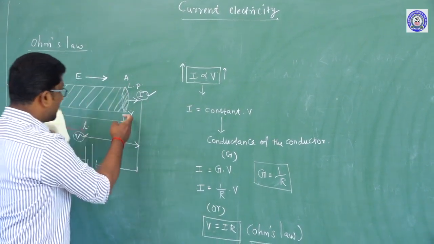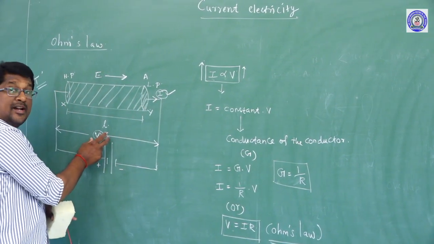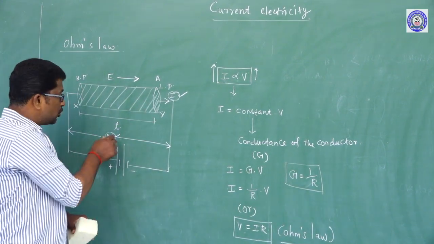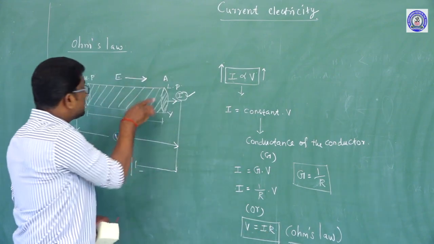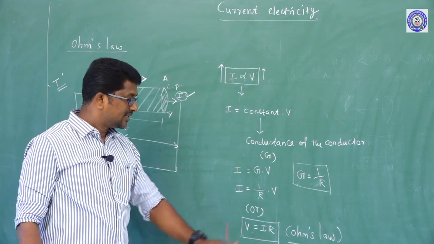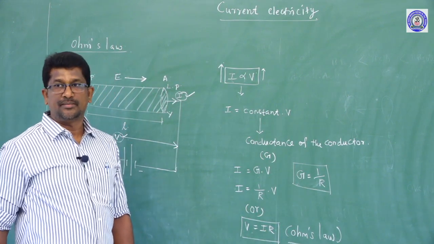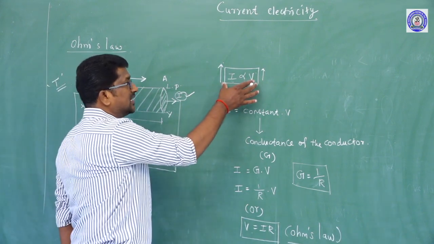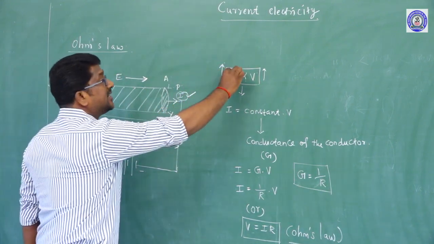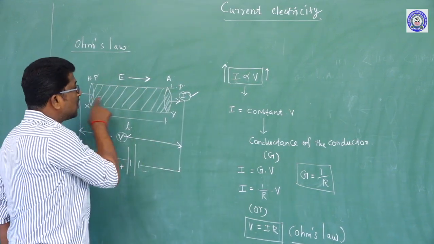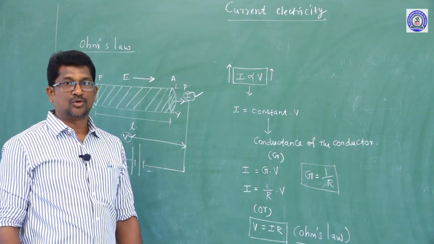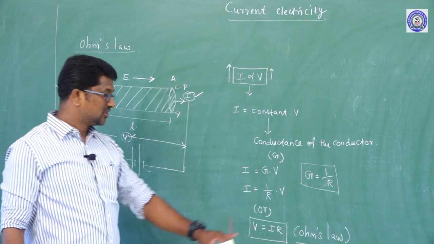What is V? Potential difference between the two ends of the conductor provided by the battery, right. I, the magnitude of current flowing through the metallic wire due to this potential difference, and R, the resistance of the metallic wire. So, V is equal to IR is called Ohm's law. It is clear from this equation that at a constant temperature, the steady current flowing through the conductor is directly proportional to the potential difference between the two ends of the conductor. So, this is known as Ohm's law.